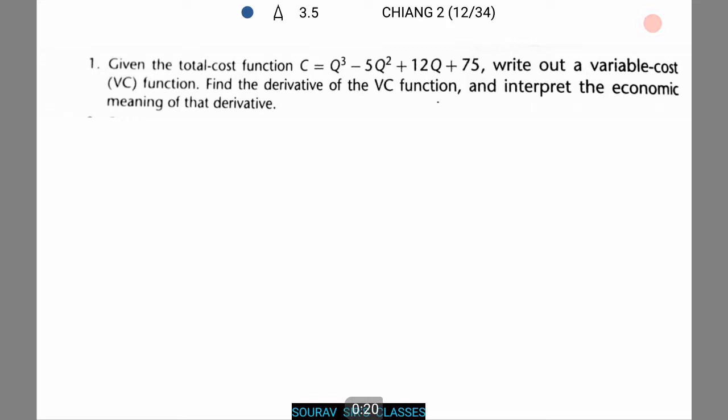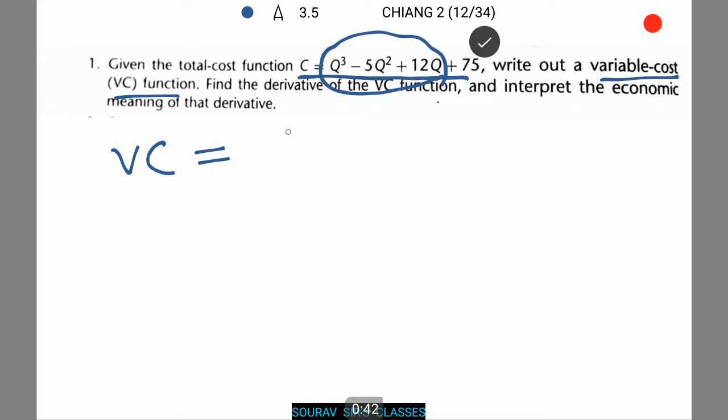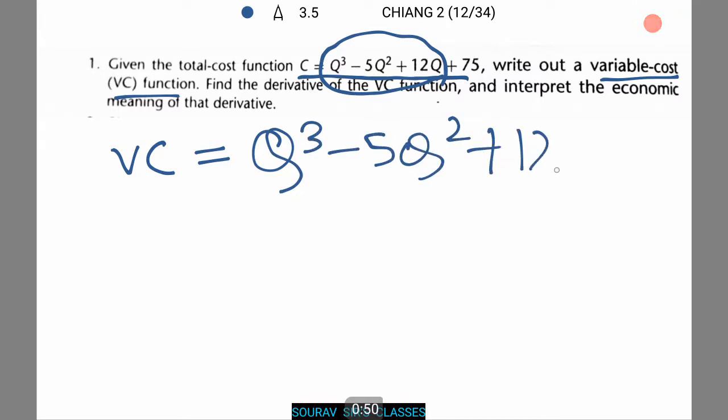We are given a question out here. We are given total cost function C equals Q cube minus 5Q square plus 12Q plus 75. We need to write out the variable cost function. The variable cost VC is nothing but the part of the function which consists of the variables, that is VC equals Q cube minus 5Q square plus 12Q.